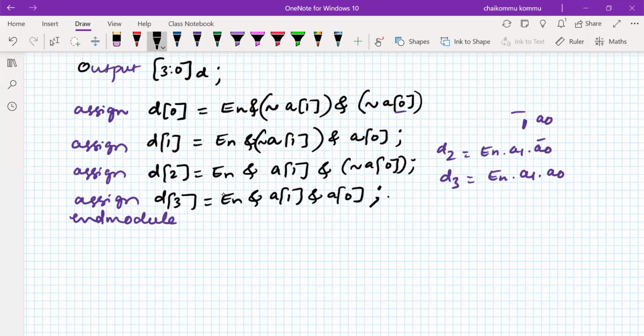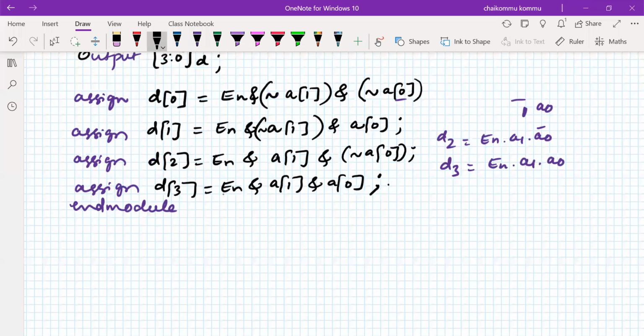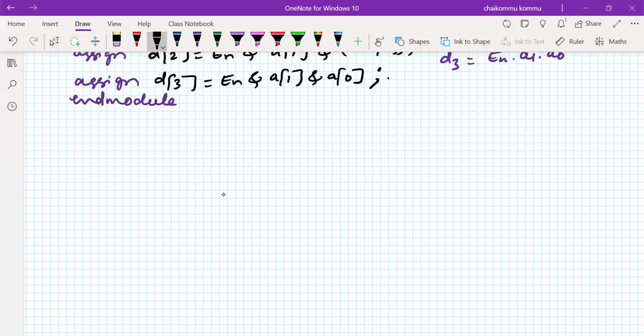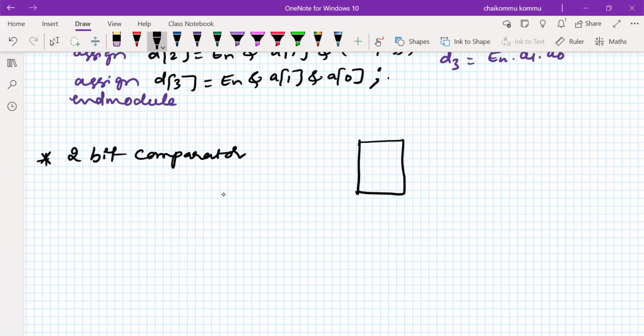For example, a comparator. Let us consider a comparator. How to write a 2-bit comparator? What do you mean by a 2-bit comparator, first of all? No, not a 2-bit comparator, it will be a lengthy one. Let us consider a 1-bit comparator.